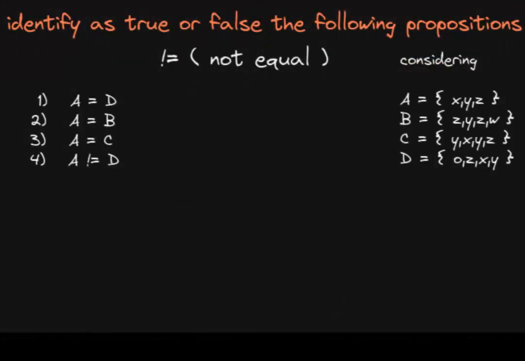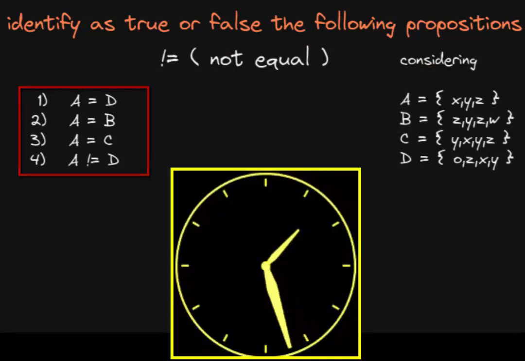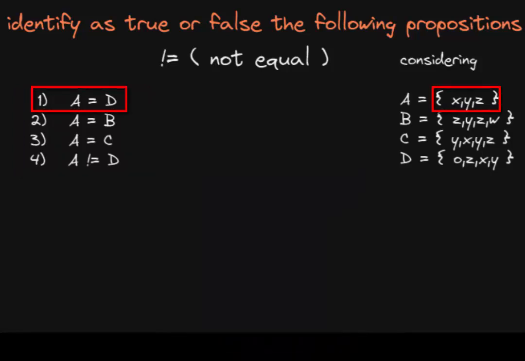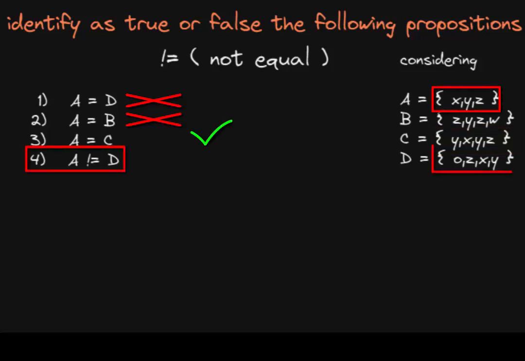Question 1. Identify as true or false these propositions. First, A is equal to D. They don't have the same elements. Second, A equals B. Again, they don't have the same elements. Third, A equals C. C contains duplicates, but still has the same elements. Fourth, A is not equal to D. This is true.